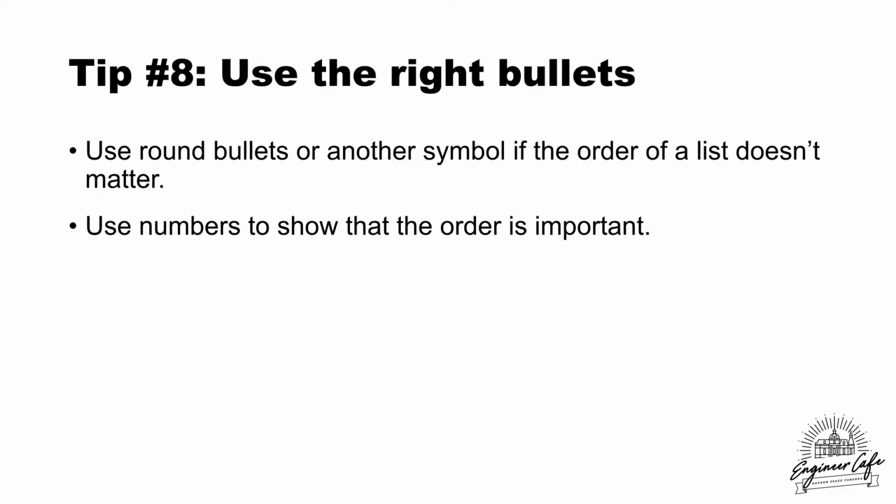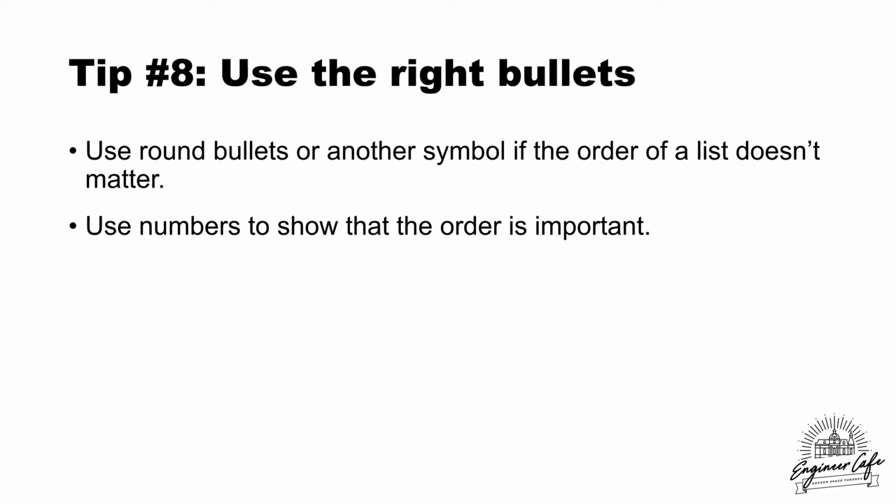So tip number 8 is use the right bullets. This is at least a general tech writing convention: we usually use round bullets or whatever other symbol if the order of a list doesn't matter. And then we use numbers to show that the order is important. Readers may not notice right away, but it's just an extra indication that things happen in a certain order.